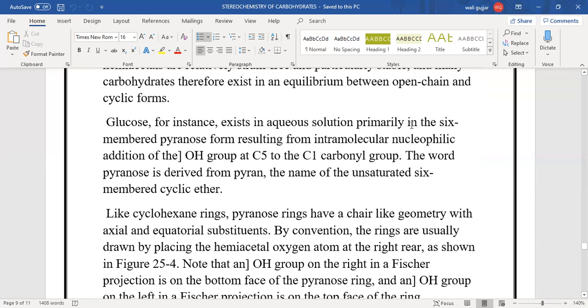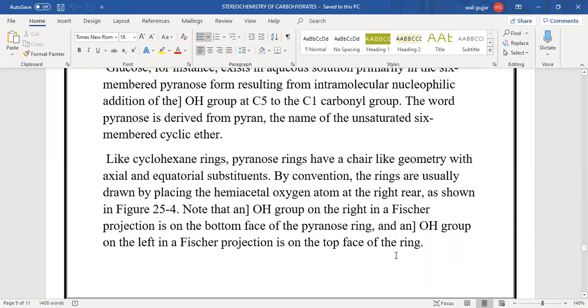Glucose, for instance, exists in aqueous solution primarily in the six-membered pyranose form, resulting from intramolecular nucleophilic addition of the hydroxyl group at carbon number 5 to the carbon number 1 carbonyl group. The word pyranose is derived from pyran, the name of the unsaturated six-membered cyclic ether. Like cyclohexane rings, pyranose rings have a chair-like geometry with axial and equatorial substituents. By convention, the rings are usually drawn by placing the hemiacetal oxygen atom at the right rear, as shown in the above figure, which we have discussed in the stereochemistry configuration of aldoses.